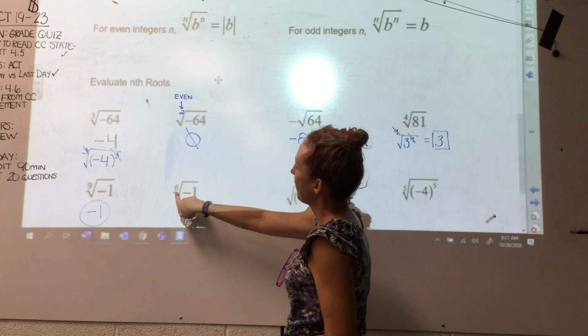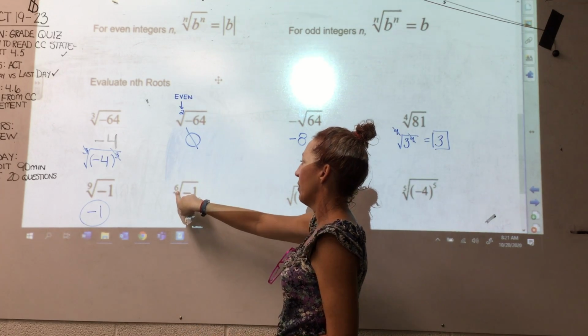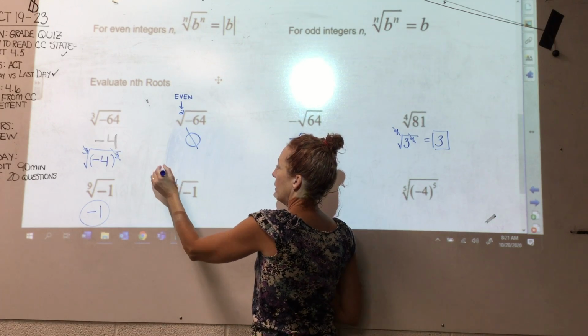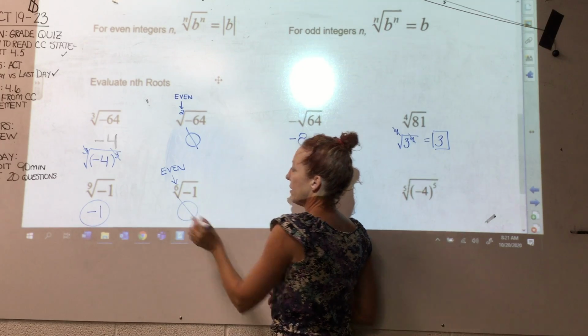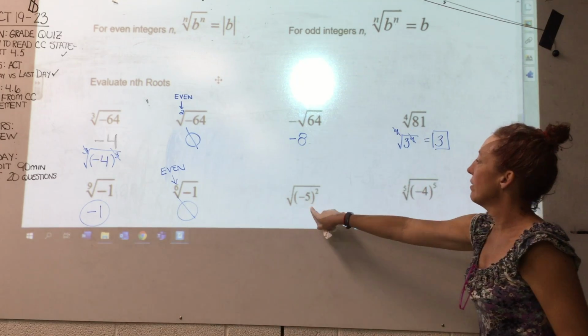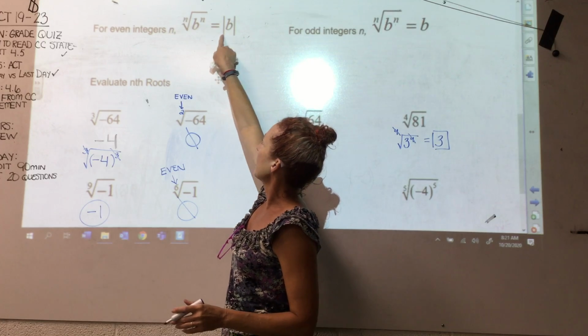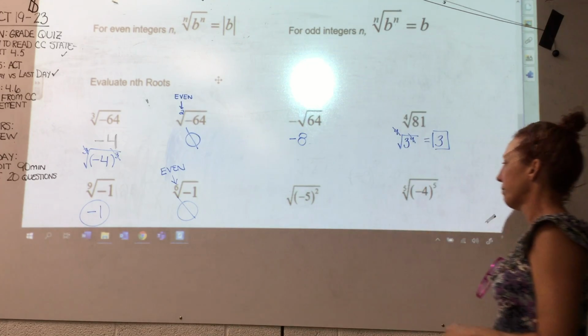But if this is even, you cannot have a negative number. So just to illustrate how differently those can look, empty set. And then here is finally an example that illustrates the need for those absolute values.